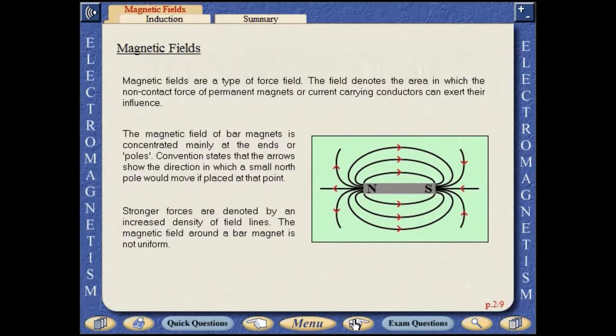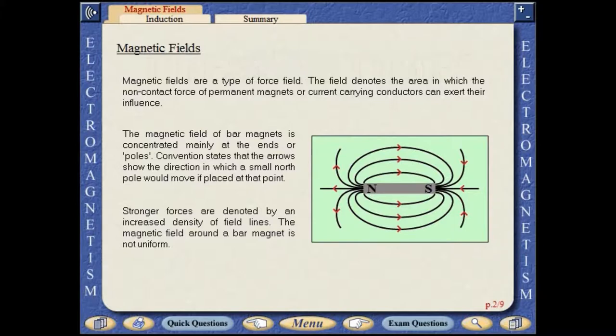Magnetic fields are a type of force field. The field denotes the area in which the non-contact force of permanent magnets or current-carrying conductors can exert their influence. The magnetic field of bar magnets is concentrated mainly at the ends or poles.